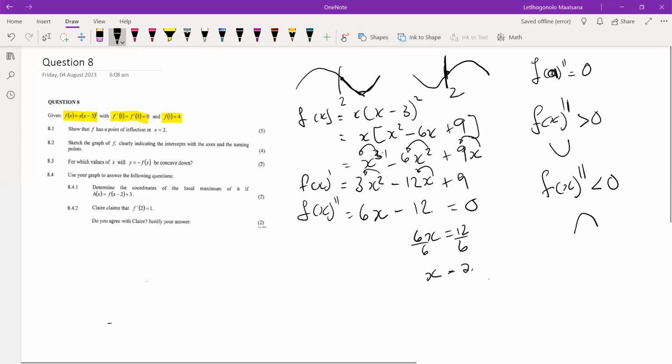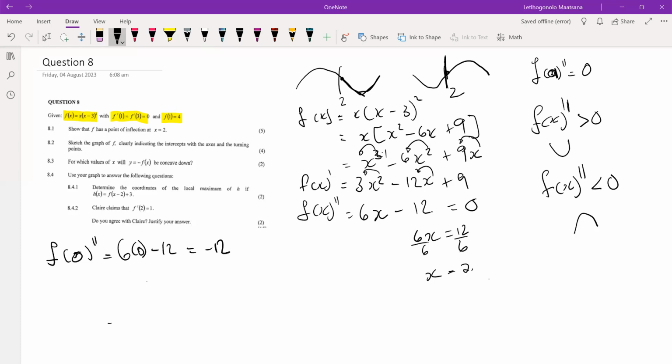Now, because we're looking at 2, we will start by looking at our left-hand side by putting in values that are lower than 2. Now, in the answer sheet, they used 0. So let's also use 0. Again, second derivative, giving us a minus 12, telling us this side is a concave down.